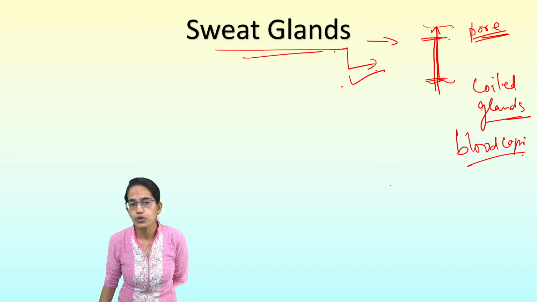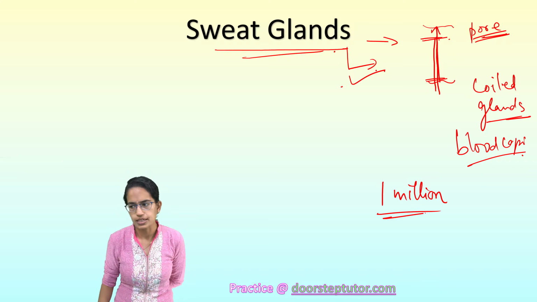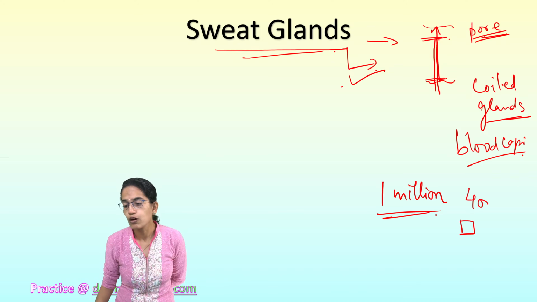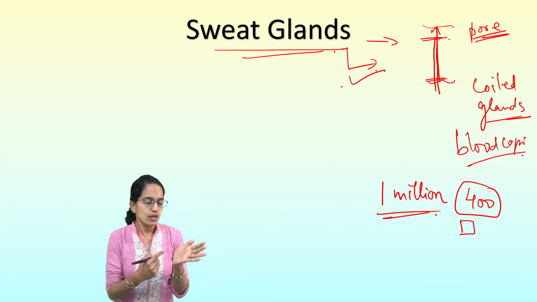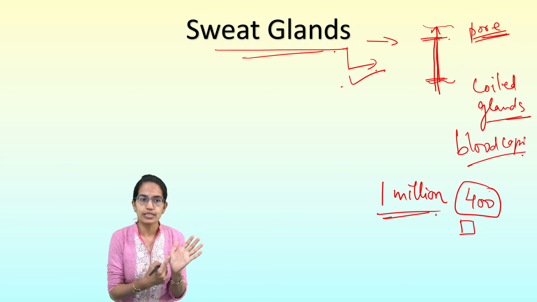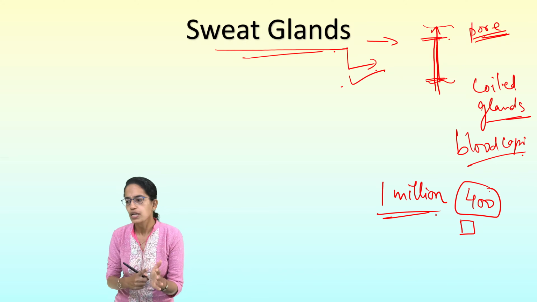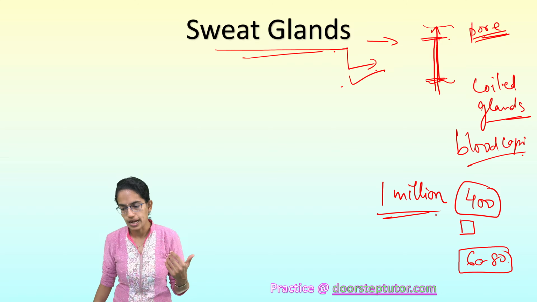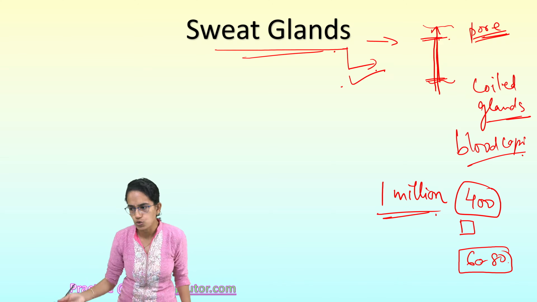If we talk about human beings, there are around 1 million sweat glands present. In a region of just 1 square centimeter, there are around 400 sweat glands on the palms. However, on the back of the body, there are around 60 to 80 sweat glands. So, the number of sweat glands across the body at different places do vary.